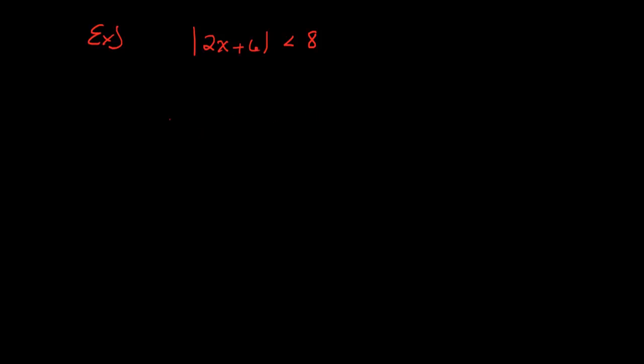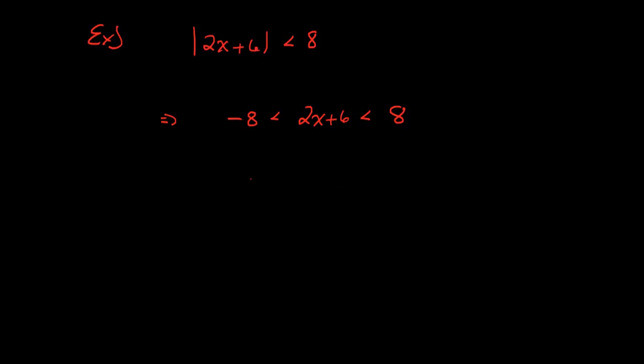So what does this imply? This implies that negative 8 is less than 2x plus 6, and this is going to be less than positive 8. So we can go ahead and drop off those absolute value signs if we set it equal to that form. So now we're solving a compound inequality, so you can do this two different ways.